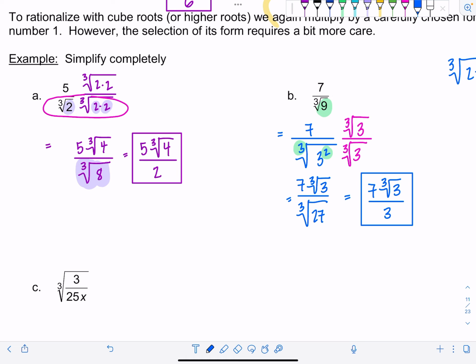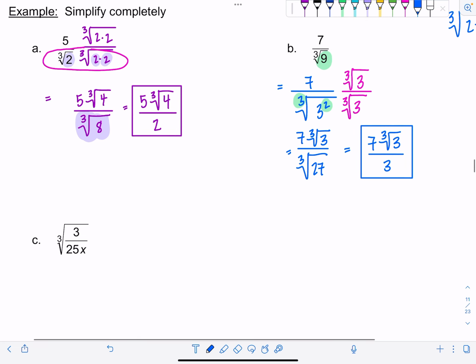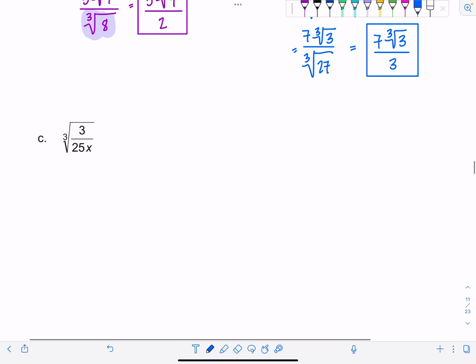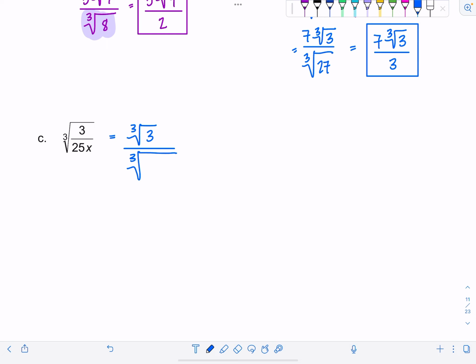I got one more for you. It's the spiciest one of the lesson. We have cube root of 3 over 25x. Split that cube root over the numerator and denominator. So we've got cube root of 3 over cube root of... Okay, you guys, were you paying attention? How should I rewrite 25? 5 squared times, I'm going to put x to the first just to help you, okay?